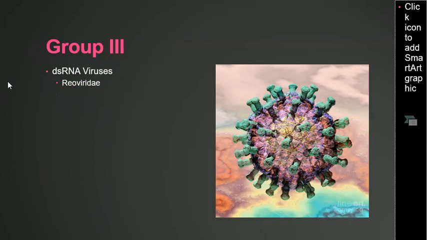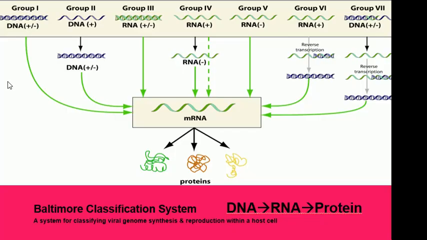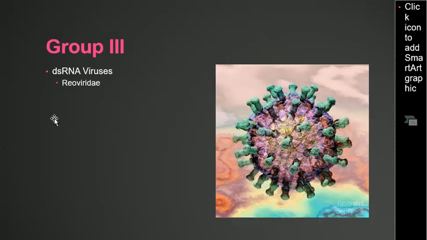Group 3 includes double-stranded RNA viruses. Reoviridae fall under this. Since they're already double-stranded RNA, that means they include positive sense and negative sense RNA. So mRNA is positive sense RNA. Let's go back to that classification system. mRNA is what all these viruses have to convert their genomes to. Now since group 3 is double-stranded, it has a positive sense and a negative sense, so it just gets its positive sense and gets mRNA from that. And then that goes on to be converted into proteins.